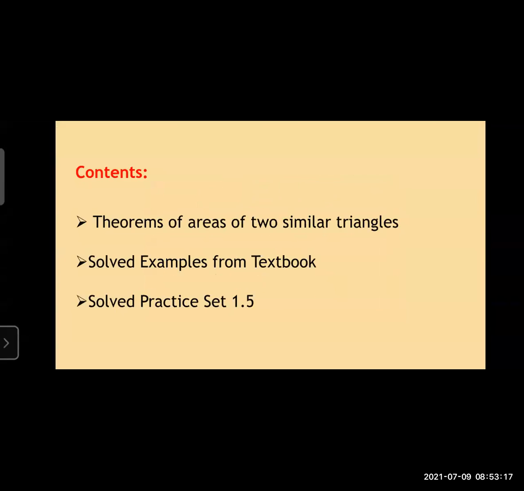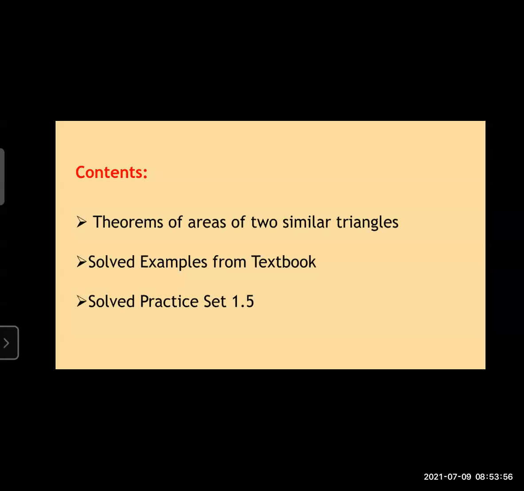So the first topic is the theorem of area of two similar triangles. Here we discuss when we say that two triangles are similar. If two sides are in proportion and one angle is congruent, then the two triangles are similar by the SAS test. If all three sides are in proportion, then they are similar by the SSS test of similarity. And if two angles are congruent, then they are similar by the AA test of similarity. Okay, so we discussed all these points.